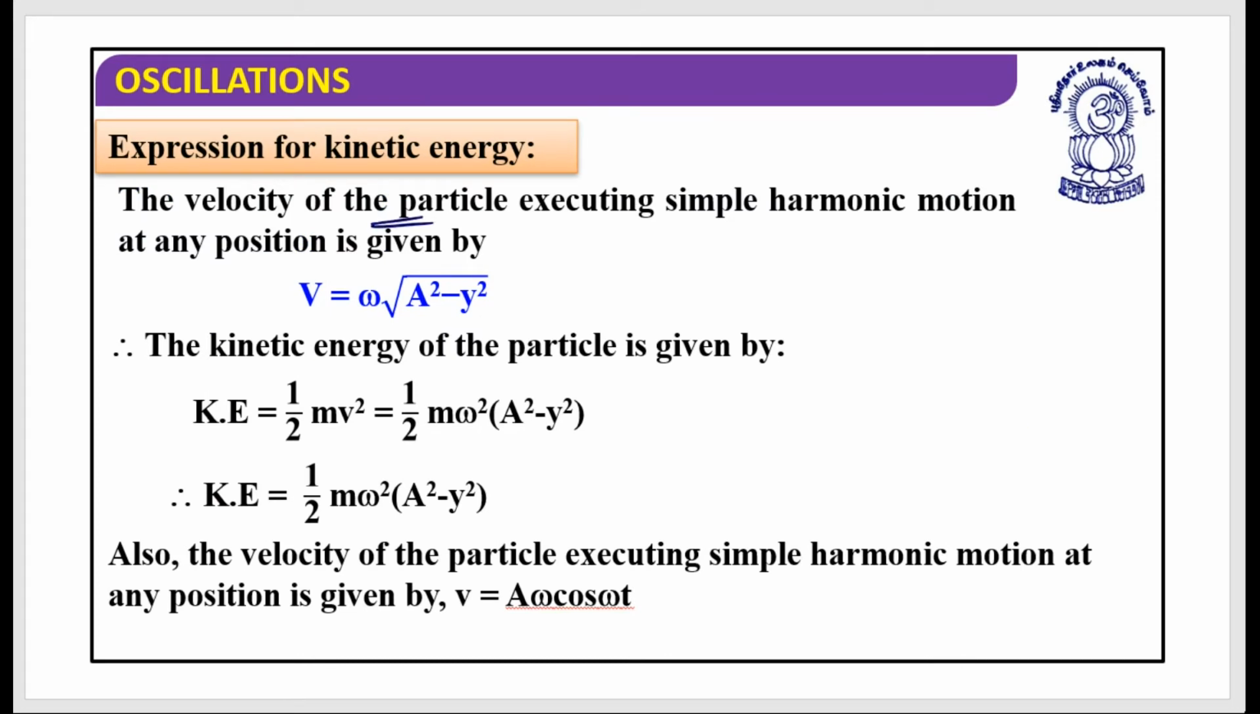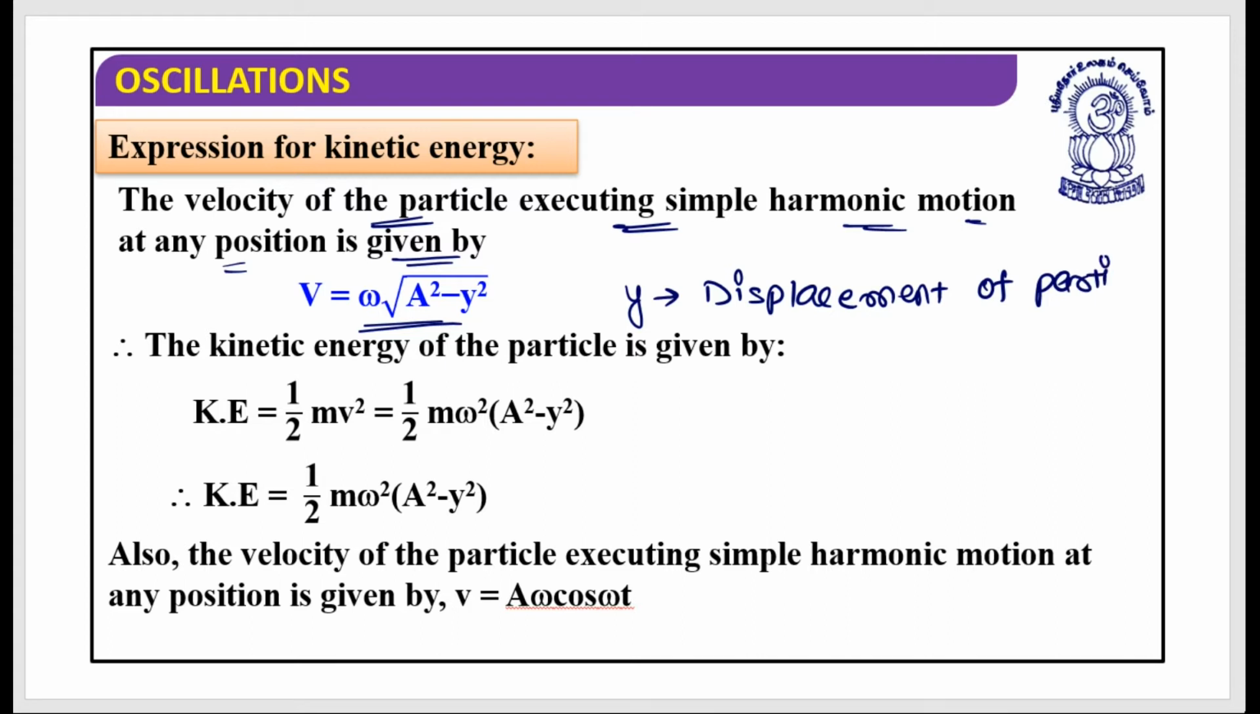So the velocity of the particle executing simple harmonic motion at any position is given by v = ω√(a² − y²), where y is the displacement of the particle, while a is the amplitude of SHM. a is the amplitude and y is the displacement of the particle.